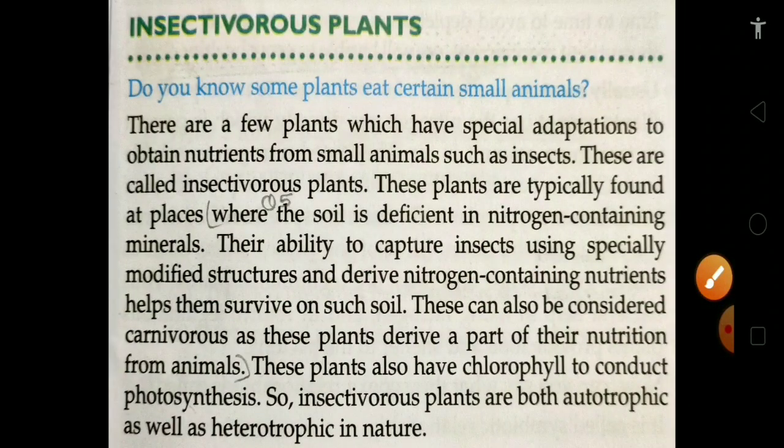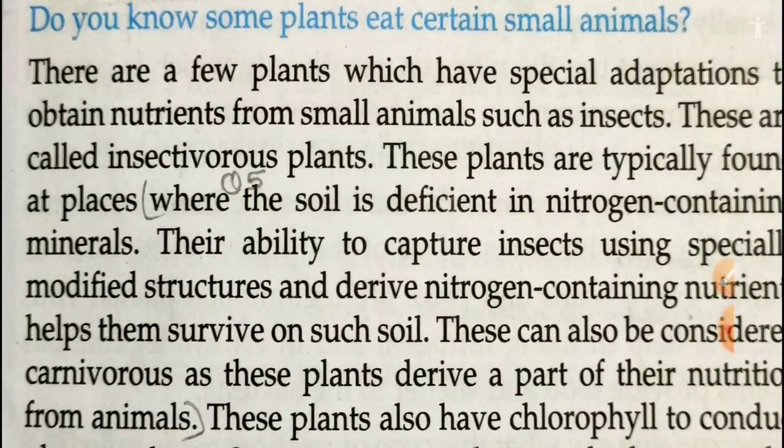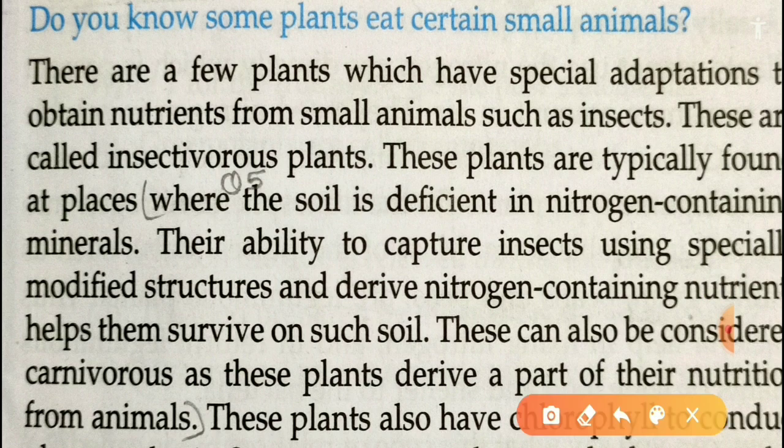Next is insectivorous plants. In insectivorous plants, a very interesting thing: a few plants have special adaptations to obtain nutrients from small animals such as insects. That means they get food from the insect, they digest it, and these organisms are called insectivorous plants.